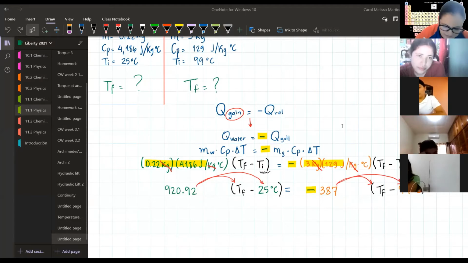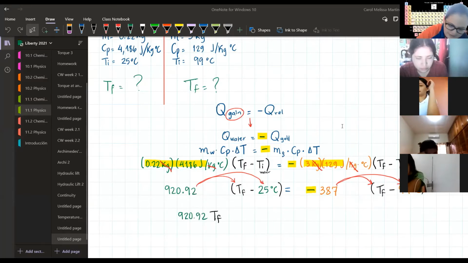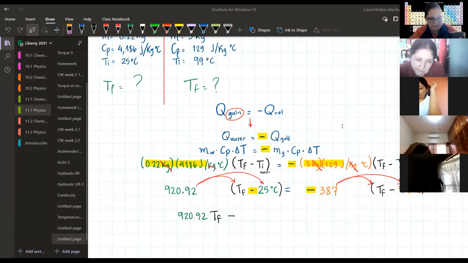So this is going to give me 920.92, that is multiplying Tf. Then I copy this symbol, negative, and then 920.92 multiplies 25 gives me 23,023. Okay.